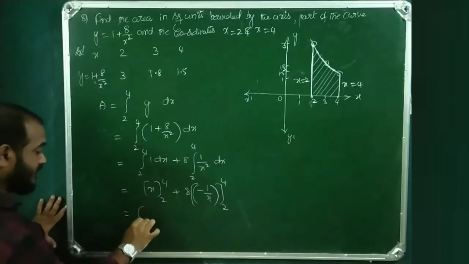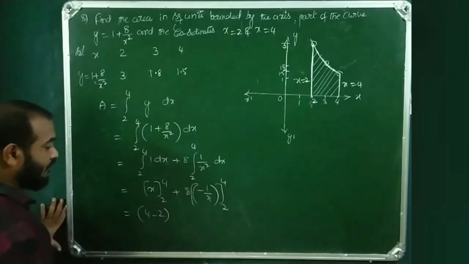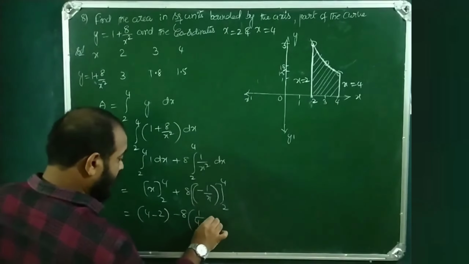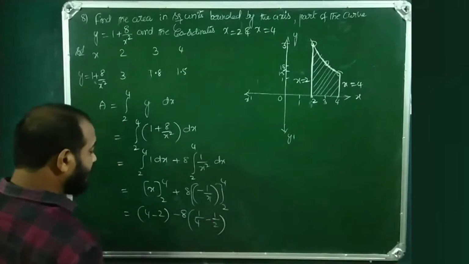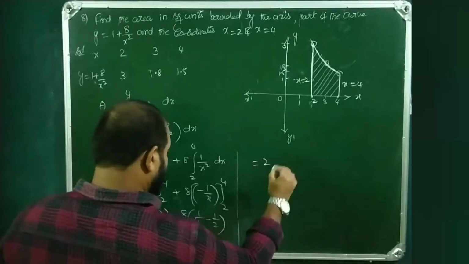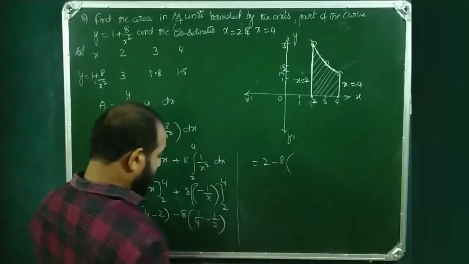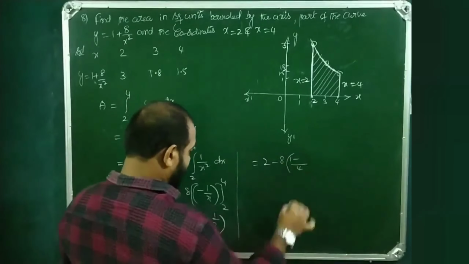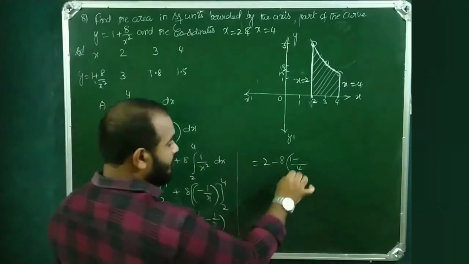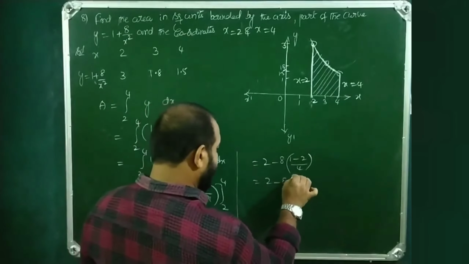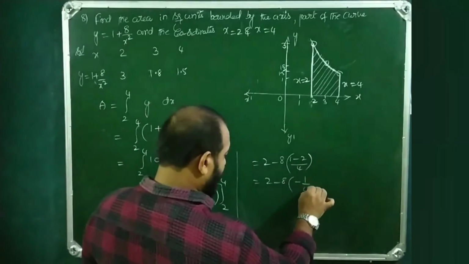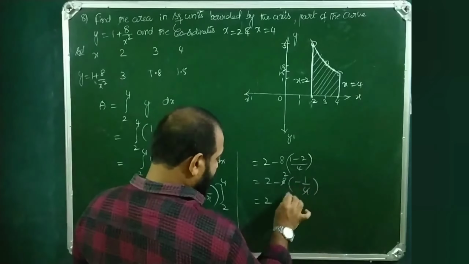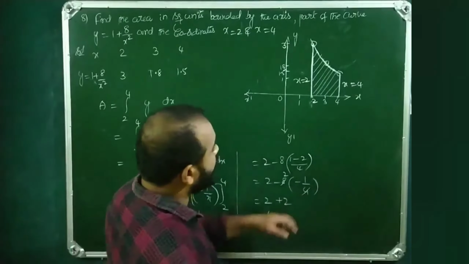In the place of x, upper limit 4 minus, in the place of x, lower limit 2. Plus into minus, minus 8 times, 1 by 4 minus 1 by 2. This equals 4 minus 2, which is 2, minus 8. The LCM of 4 is 4, so 1 minus 2 is minus 1 by 4. 4 2s are 8, so this is 2. Minus into minus plus, 2 1s are 2. Answer is 4 square units.